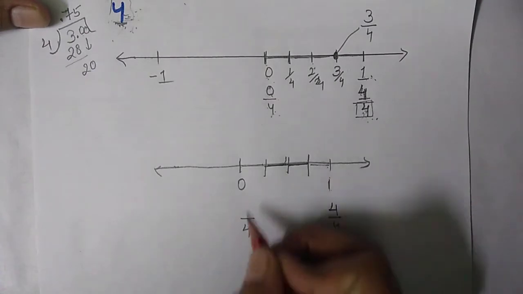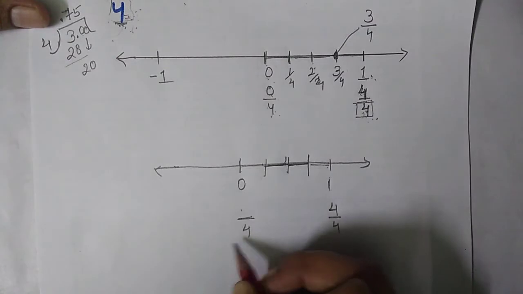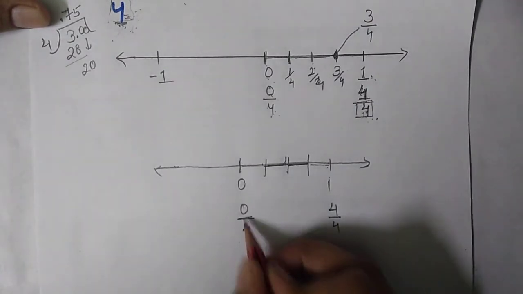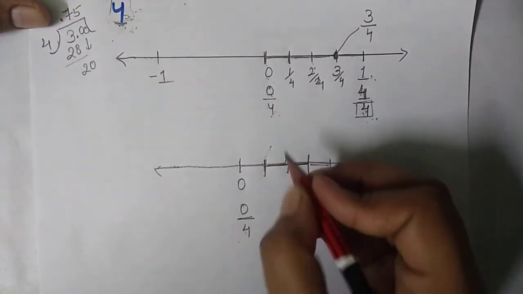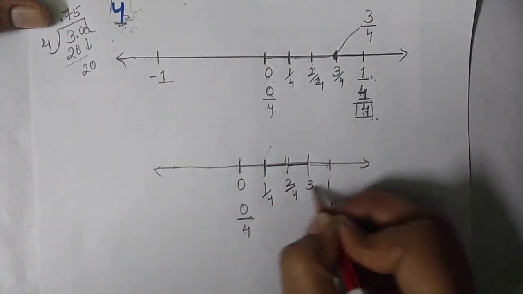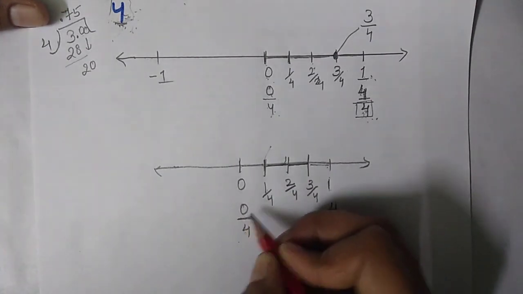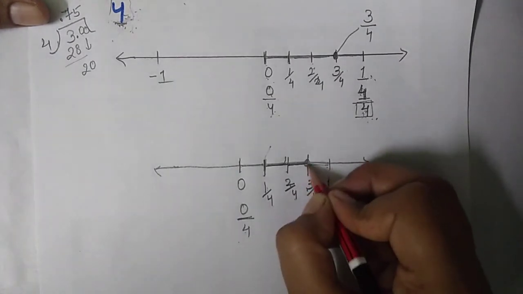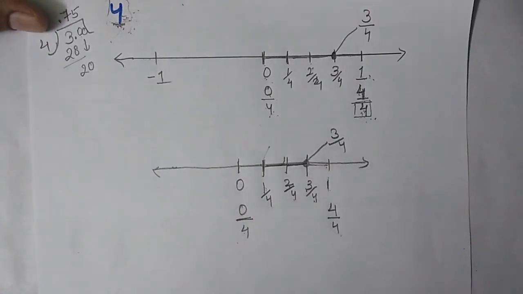Okay, same for 0. What you have to write in the numerator so that the resultant will give you 0? So it will be 0 by 4. Okay, now this is 0 by 4 and this is 4 by 4. So obviously it will be 1 by 4, 2 by 4, and this is 3 by 4, and next one is 4 by 4. Just start counting in the numerator. This is already 0. Then 1 by 4, 2 by 4, 3 by 4. So this is your required number. Okay, this is how you can represent the rational number.